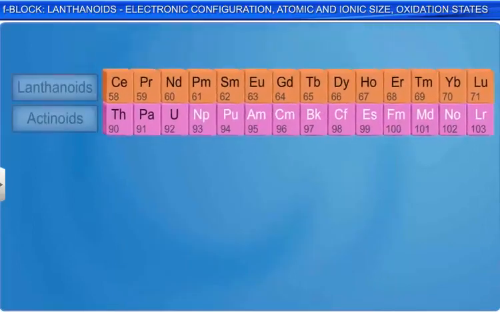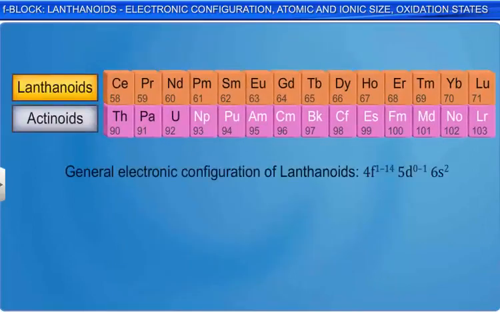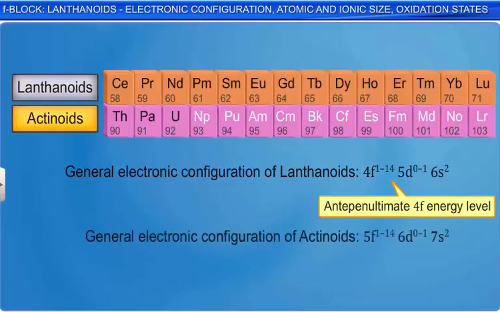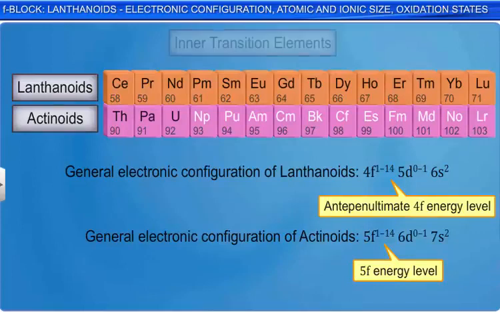While lanthanoids are characterized by the filling up of the antepenultimate 4f energy level, actinoids are characterized by the filling up of the 5f energy level. These two series of elements are, therefore, called the inner transition elements.